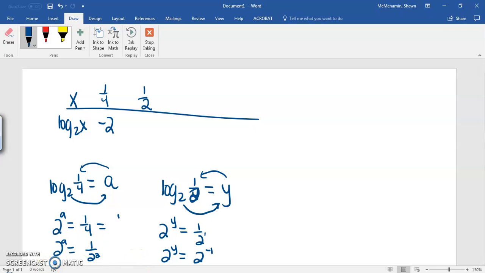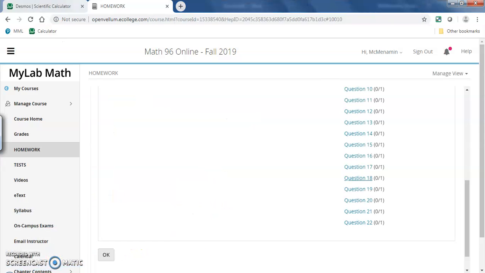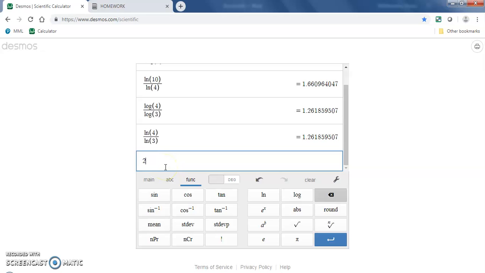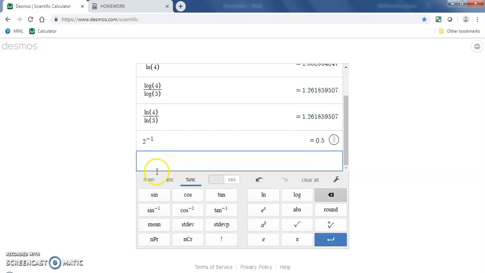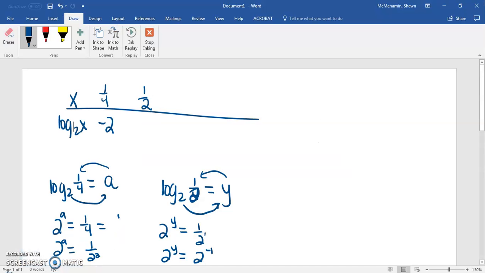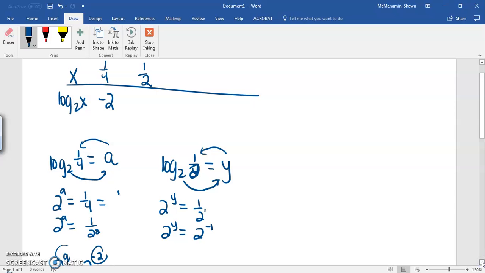And you can even verify that using a calculator. You can see that 2 raised to the negative 1 is going to give you the same thing as 0.5. Right, so that's what the negative exponent does. If the exponent's on the denominator, it moves to the top, it becomes negative. And so then here, your y is negative 1. So the bases are the same, right? Base 2, base 2. So y equals negative 1.